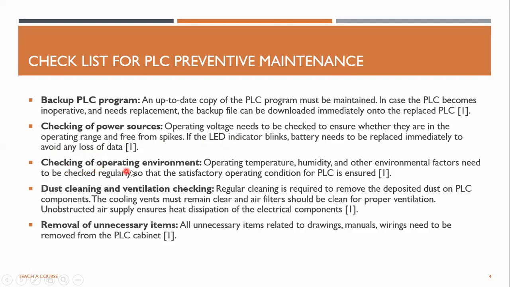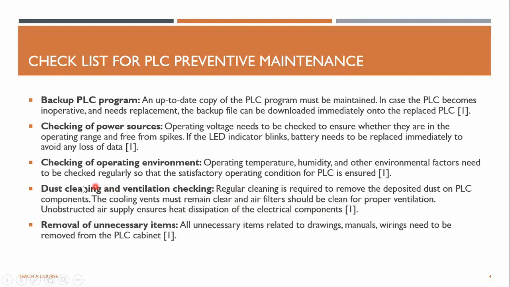And you have to check the operating environment. So check the operating temperature, humidity, and other environmental factors to satisfy the operation of the PLC in the control cabinet. And dust cleaning and ventilation checking is again important. Regular cleaning is required to remove the deposited dust on PLC components. The cooling vents must remain clear, and air filters should be clean for proper ventilation. An unobstructed air supply ensures the heat dissipation of the electrical components.